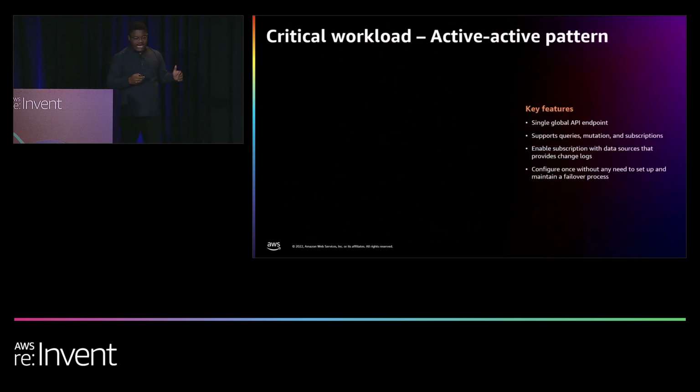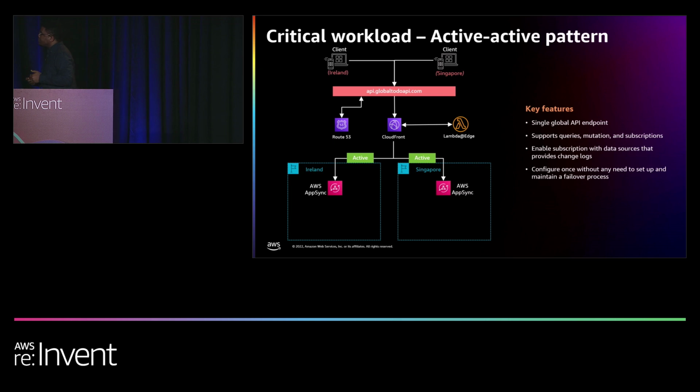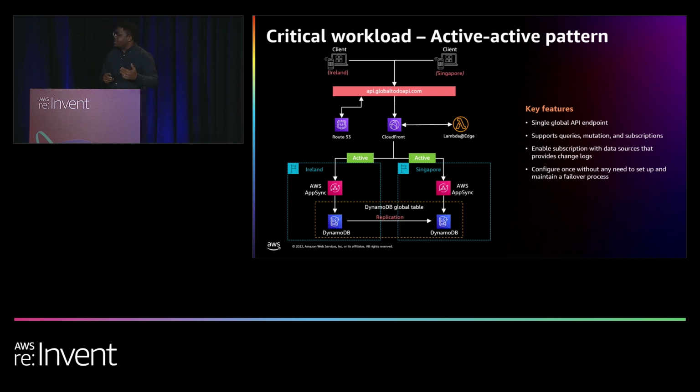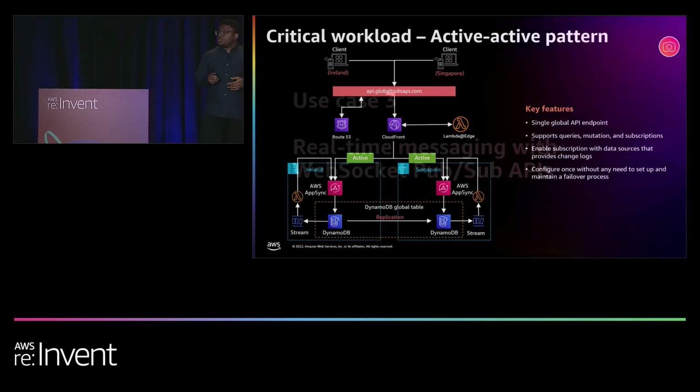So let's do a recap on that. For your critical workload active-active pattern, this is the sort of architecture we are talking about. So routing through a single API endpoint down to Amazon Route 53, routing your traffic to CloudFront with Lambda at edge, doing all the changes we've talked about with regards to identifying the region to route the request and also updating your headers. And then you have your AppSync endpoint deployed in 2 regions with DynamoDB global table setup. And then you can also see the DynamoDB streams being consumed by a Lambda function in both regions as well.